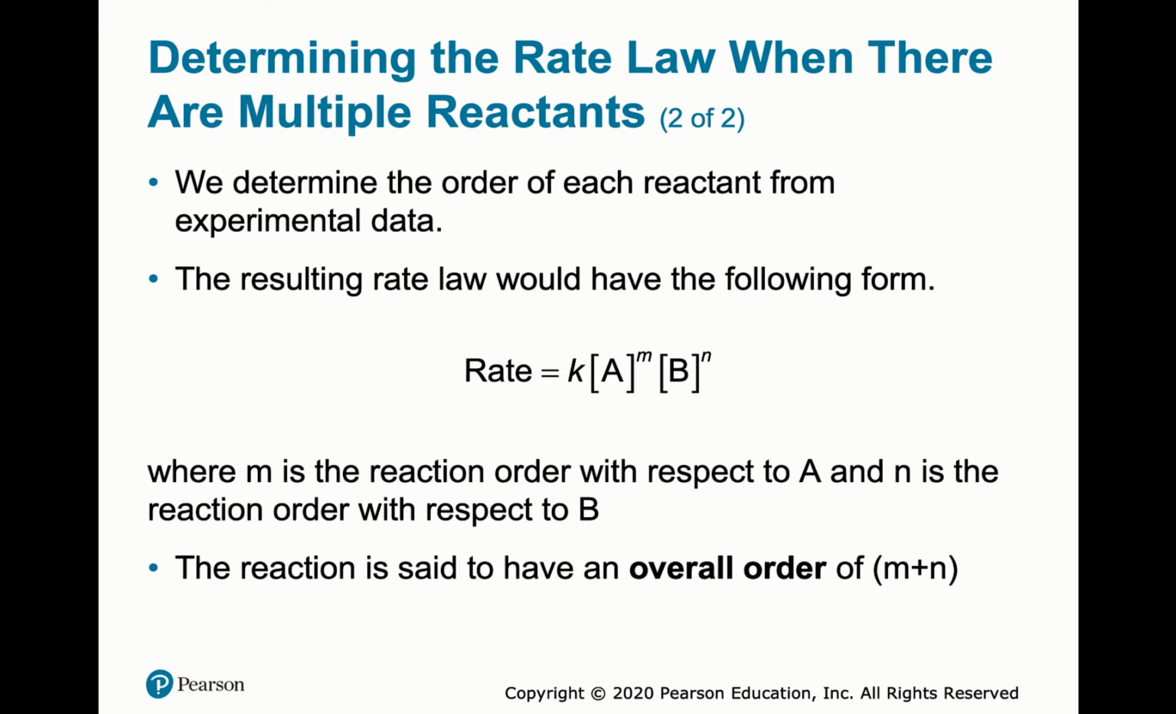And you have to do it from the experimental data. The end result has the following form. The rate for 2 components is the rate constant times the concentration of A raised to some exponent power m, times the concentration of B raised to some exponent n. The overall reaction order is the sum of the exponents.